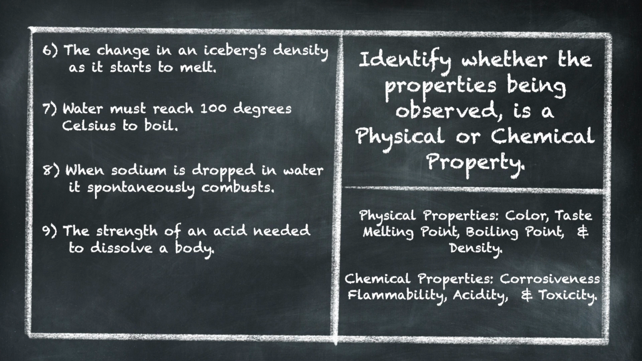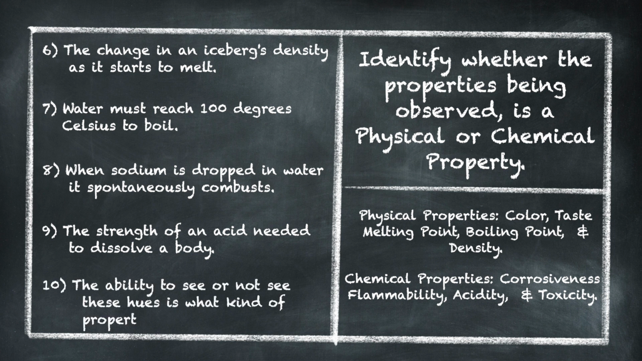And finally, number 10, color blindness is a deficiency in which those who have it suffer from the inability to distinguish different hues of light, which we perceive as color. The ability to see or not see these hues is what kind of property? Just like last time, pause the video and take a minute to attempt these problems.